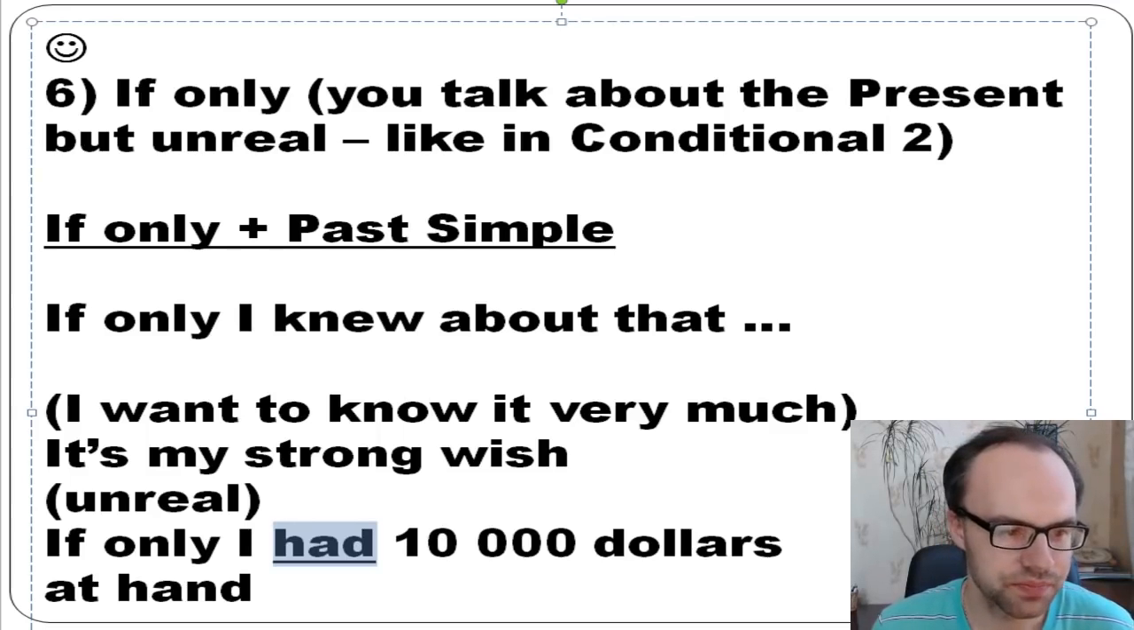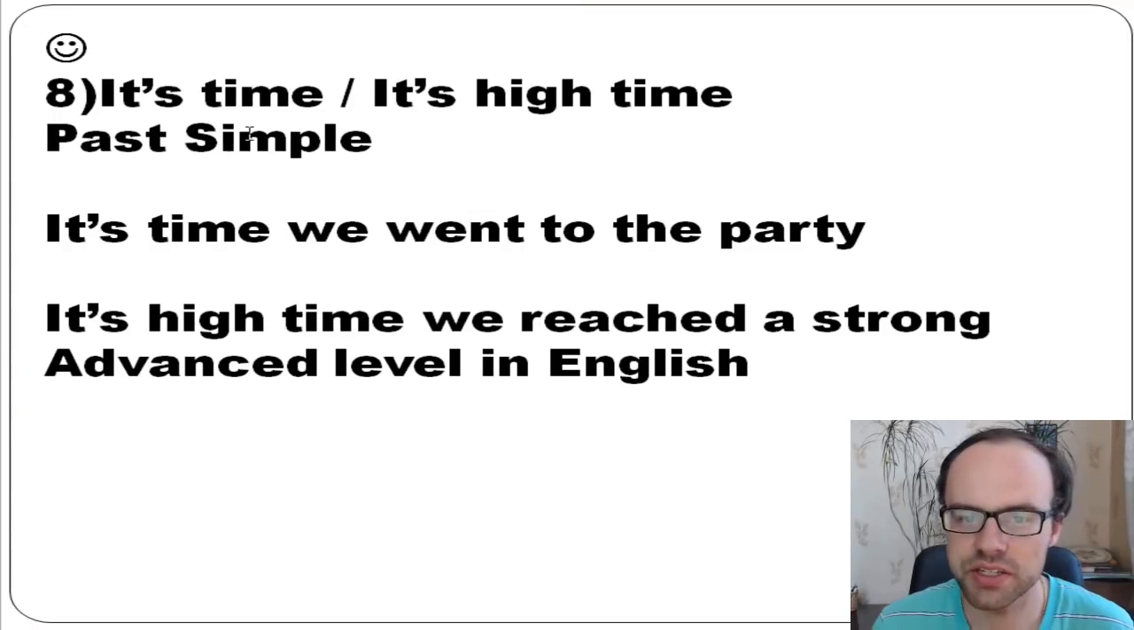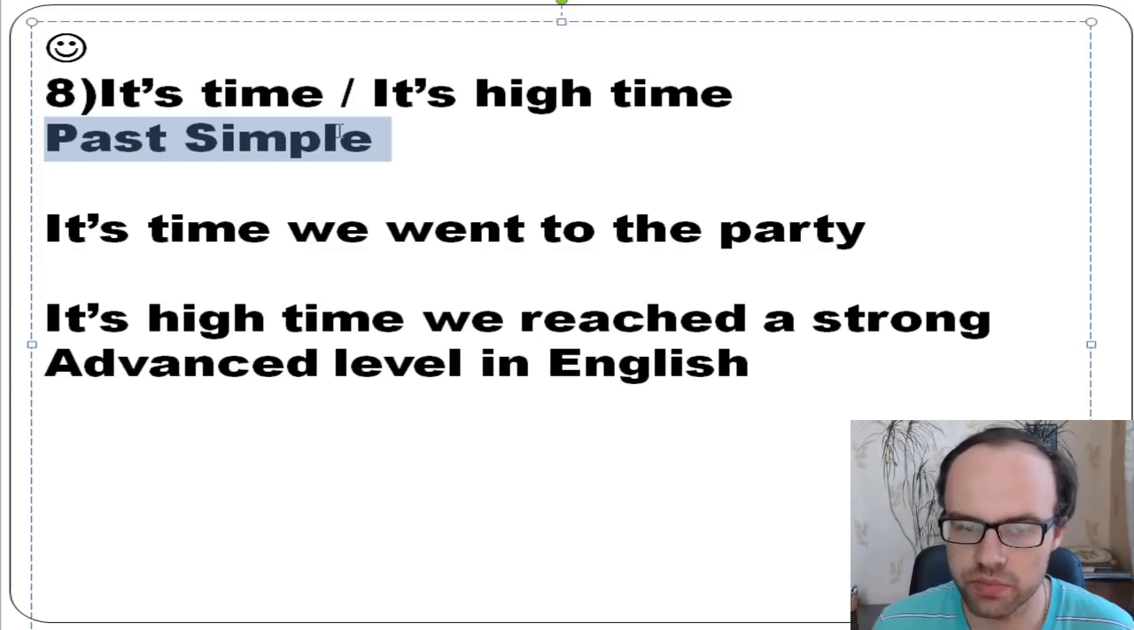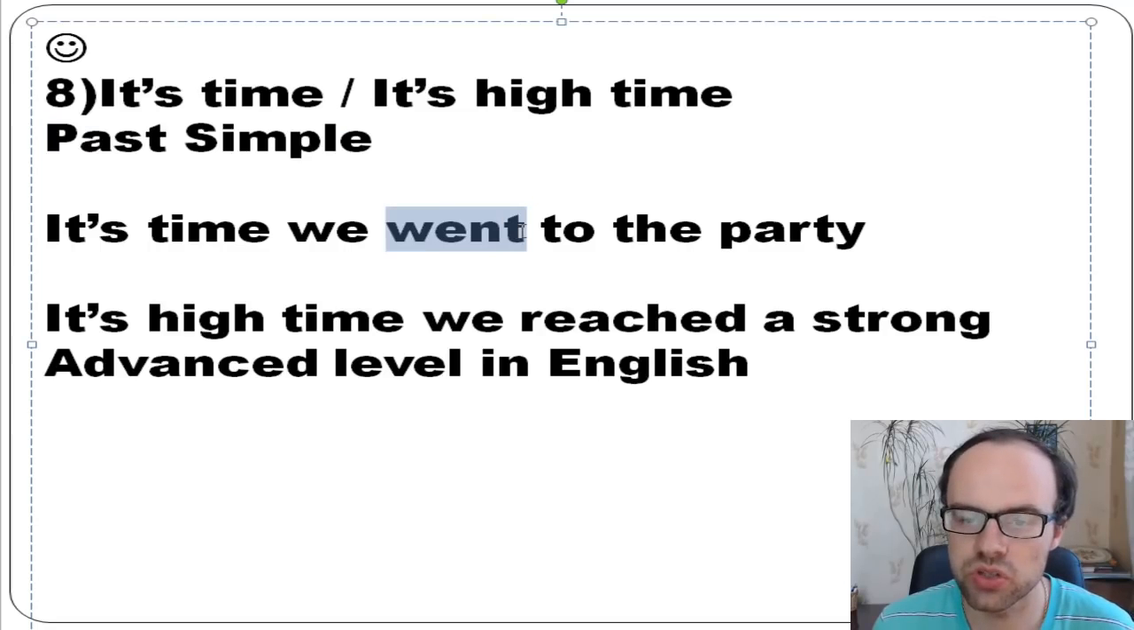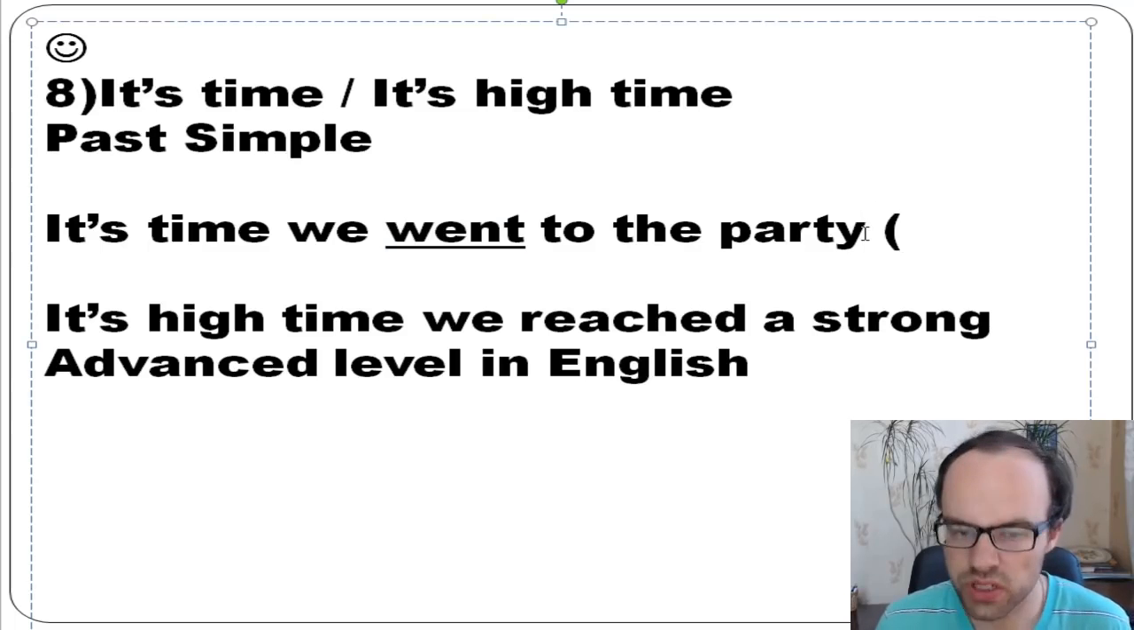Well, so next, it's time and it's high time. So we also use past simple with this structure: it's time and past simple. It's time we went to the party. So we use past simple. It means that we really need to go to the party.